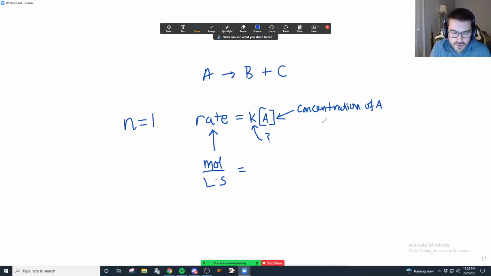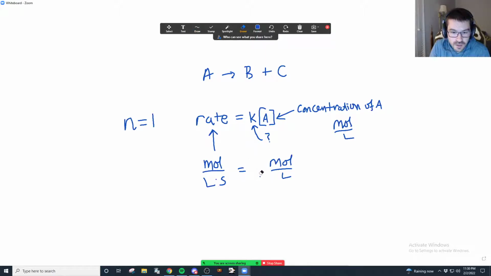Concentration is in units of molarity, or moles per liter. So the concentration of A is moles per liter. Here's the question: what do the units of the rate constant need to be in order to cause this equation to be an equation? What do the units of K need to be?